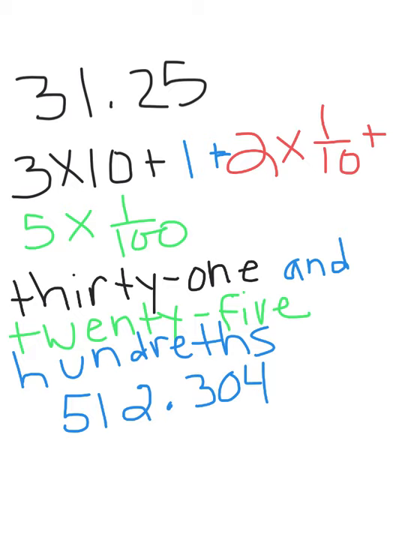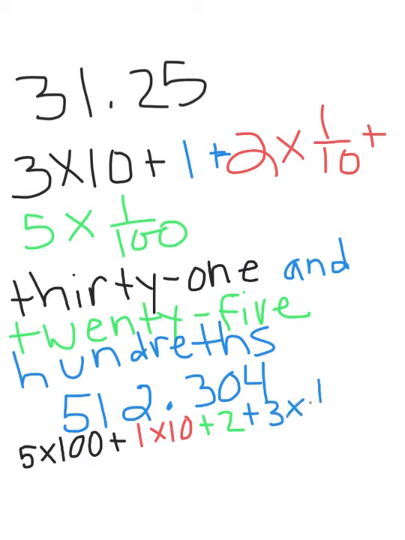So to write this in expanded form, 5 is in our hundreds place. So we're going to do 5 times 100, plus our 1 is in the tens place, so 1 times 10, plus our 2 is in our ones place, plus 2. Now we're going to do our decimals. So we have a 3 in the tenths place, so we're going to do plus 3 times 1/10. We have nothing in our hundredths place, so we don't need to write anything there. But we do have a 4 in our thousandths place, so plus 4 times 1/1000.